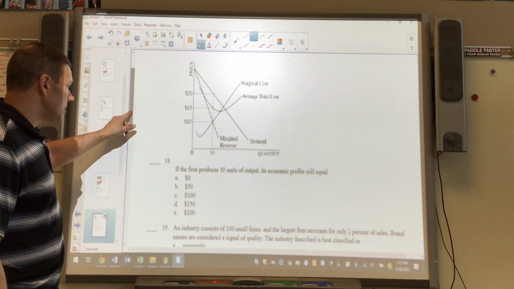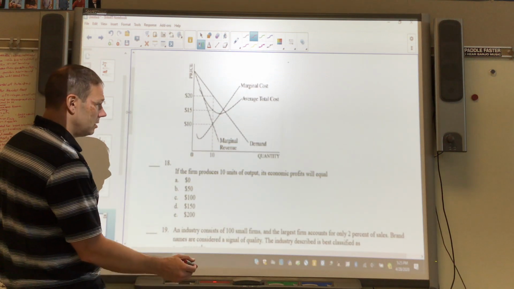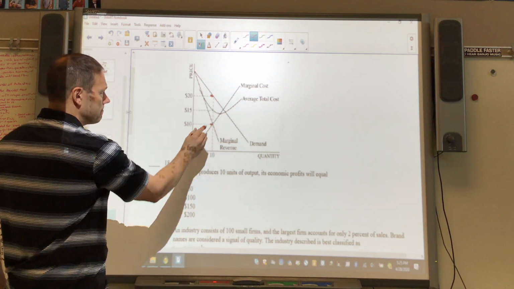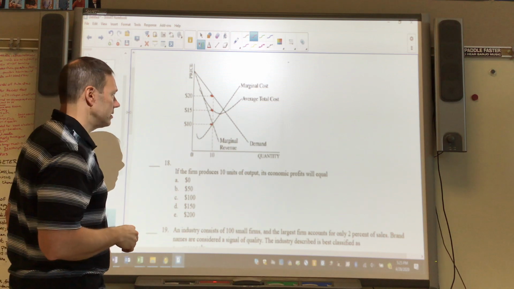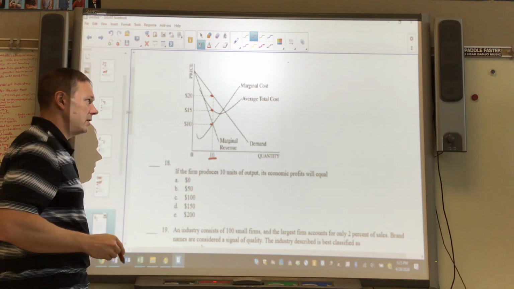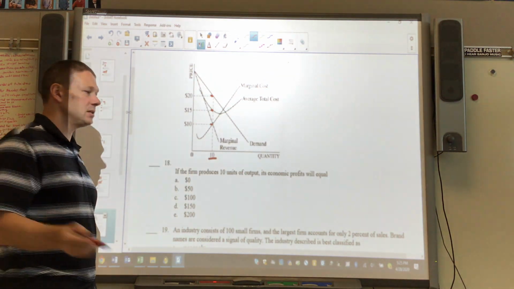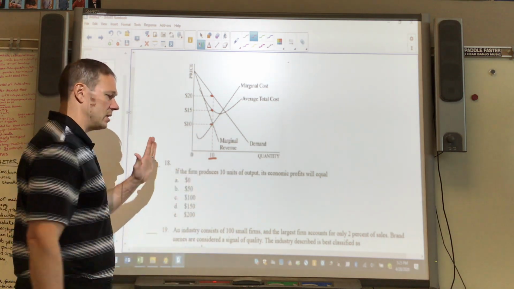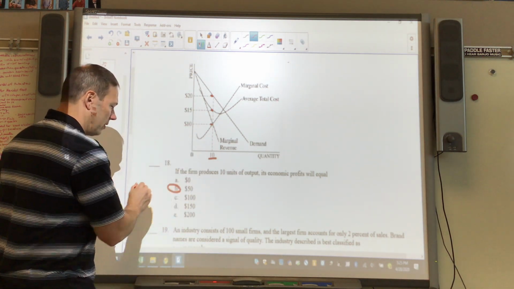All right, number 18, if the firm produces 10 units, the profits will be, well, at 10 units, the price is 20. The average total cost is 15, and of course they make 10 units, so price minus ATC, 20 minus 15 is 5. 5 times quantity 10 is 50. So we're left with letter B.